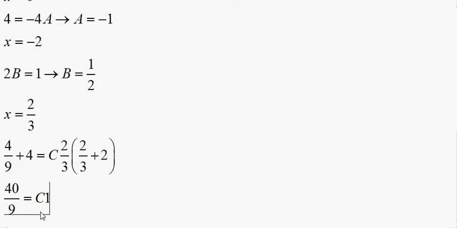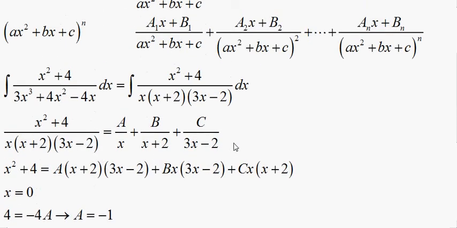16/9. Well, the 9's cancel. We have 16 and 40. Let's see, factor out. Divide by 4, divide by 2, and then we have c is equal to 5/2. Alright, so we have a, b, and c.